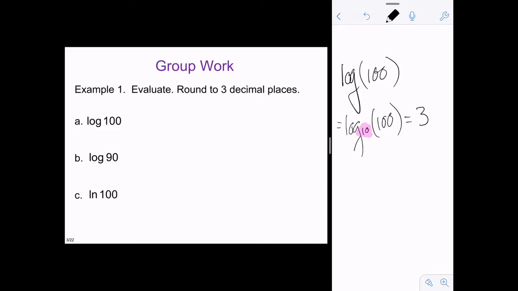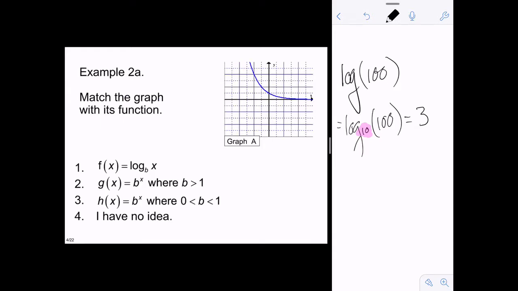You can actually throw all of these in your calculator. I just did the first one by hand because I can. So throw the other 2 in the calculator. You will not get a nice number because they are not powers of those things. Try them out, see what you get. I don't have the answers here, so we'll talk about it in class.